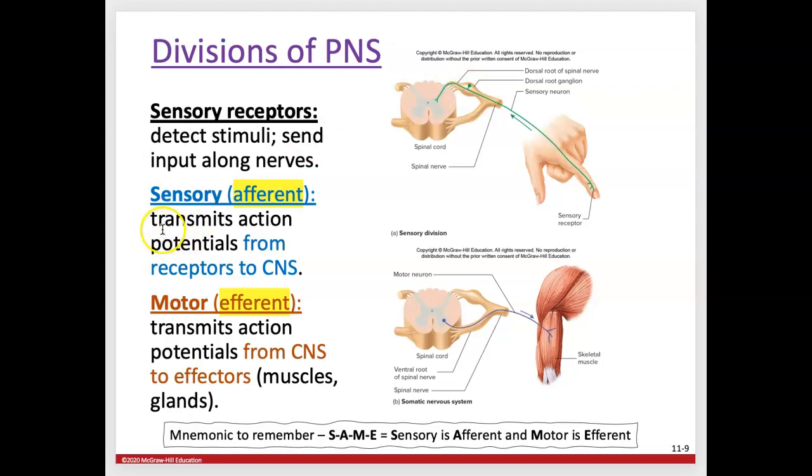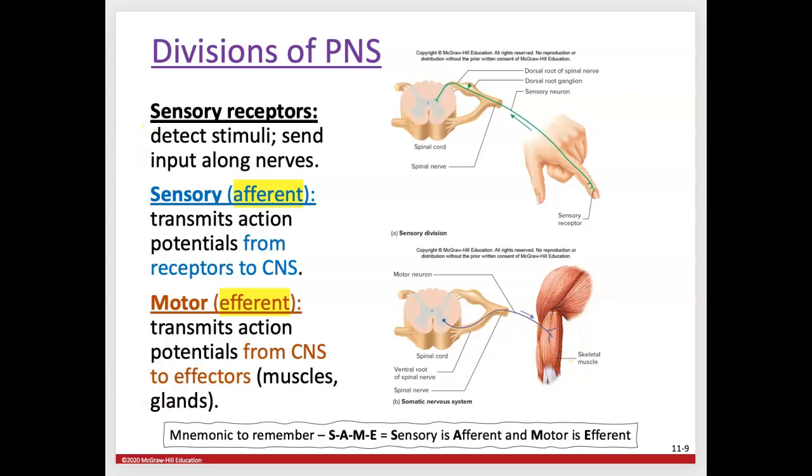So the sensory or afferent neurons transmit action potentials from those receptors to the central nervous system, which again consists of the spinal cord and brain. Motor or efferent neurons transmit action potentials from the CNS to the effectors. And again, the effectors are the muscles or the glands, basically the end result of an action potential. So it takes the information that the brain or the spinal cord decides on and sends that information out to the skeletal muscle or gland.